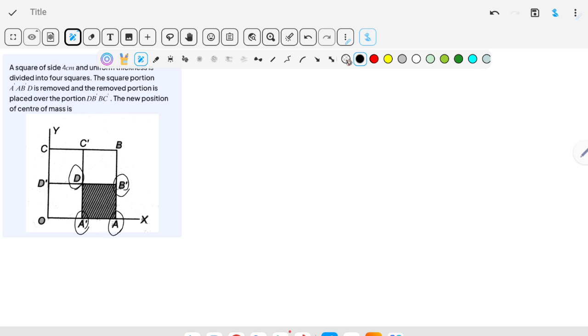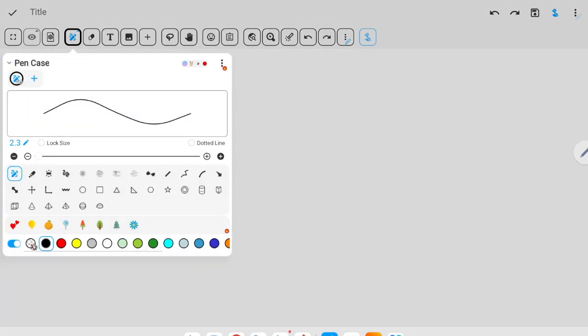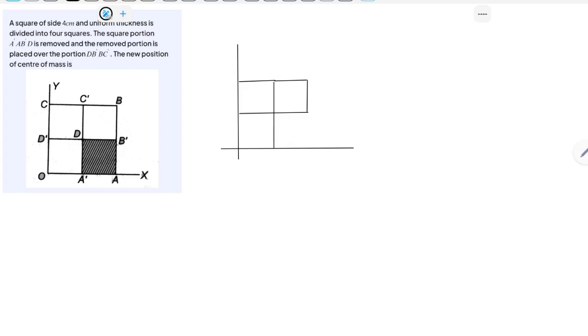So this square portion is removed and this removed portion is placed over the portion D B dash B C dash. So what is that region? D B dash B C dash. So it is removed and placed on another square. So let me draw how a new square looks like. So when you remove the square A dash A B dash D and place it on another square D B dash B C dash, the diagram looks like this.